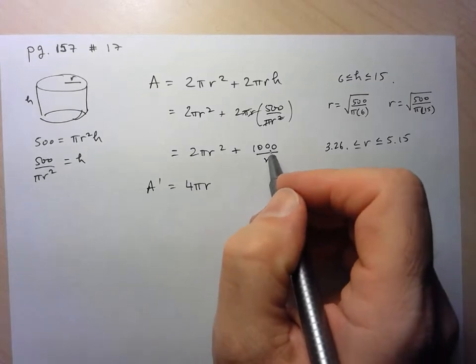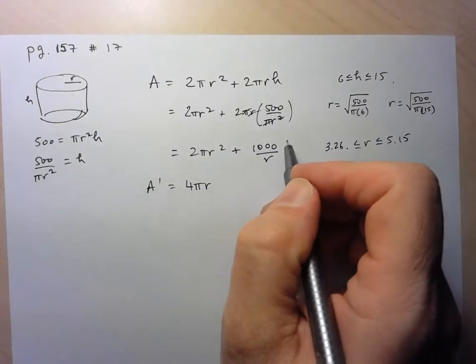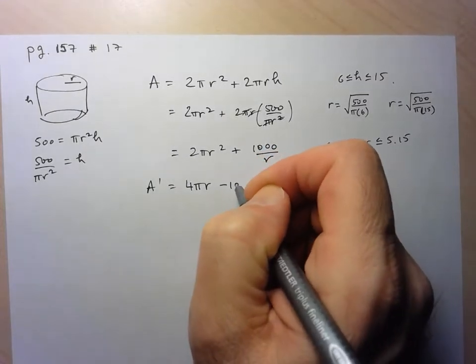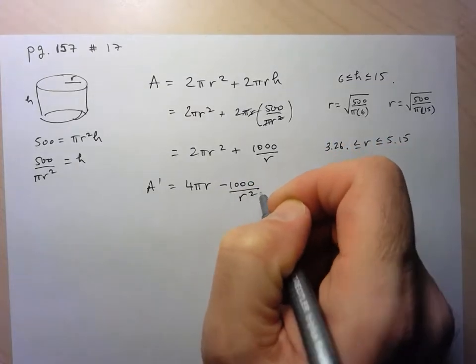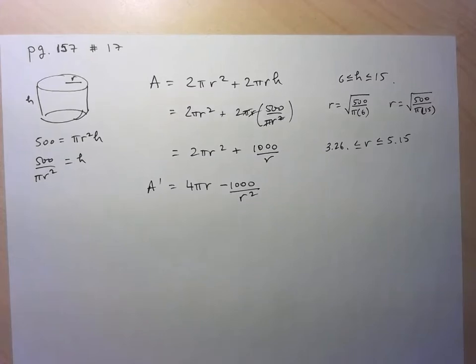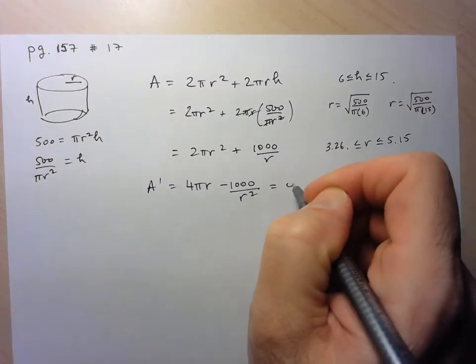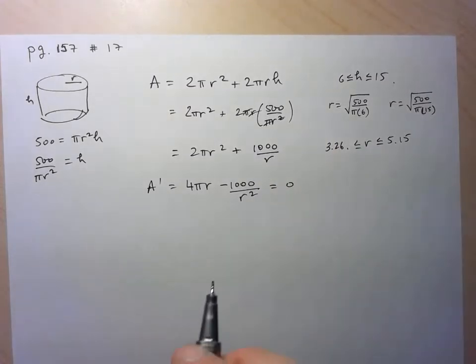This is like 1,000 times r to the negative 1. So the negative 1 comes down, so minus 1,000 r to the negative 2. I'll just put that straight there. And of course, I have to determine when this is equal to 0.